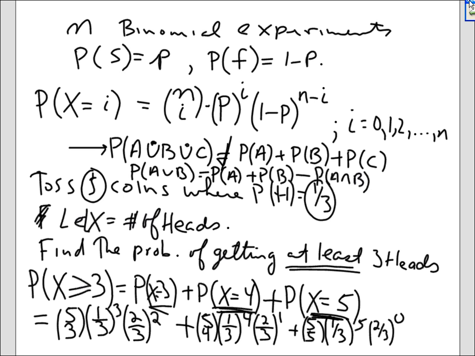Okay. Now, what if we want to know the probability that it's at least 1? What's the probability that you toss a coin 10 times and you get at least 1? Or say 100 times. What's the probability that you toss a coin 100 times and get at least one head? The answer is it's pretty good.